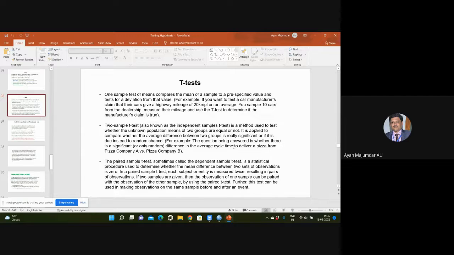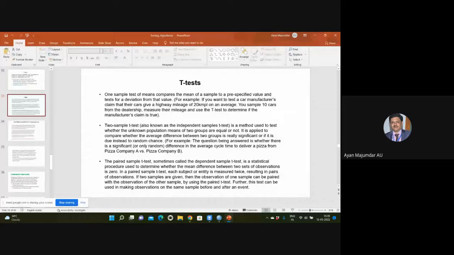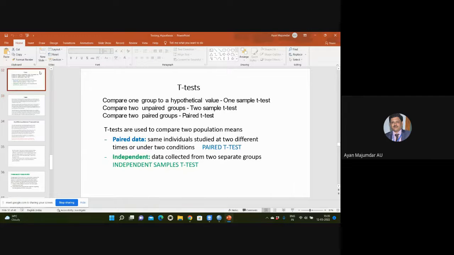Here, both the samples we are using are independent. They are unpaired. One sample comes from pizza company A, their delivery time. Another sample comes from pizza company B, their delivery time. Whether there is any significant difference in their delivery time or not, that is to be tested. So that is the two sample test. It is used to test whether the unknown population means of two groups are equal or not. And the third type of test is the paired test.